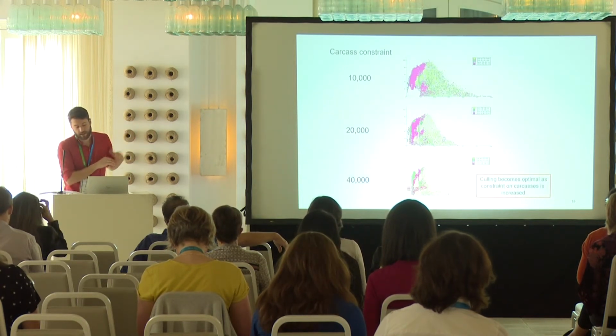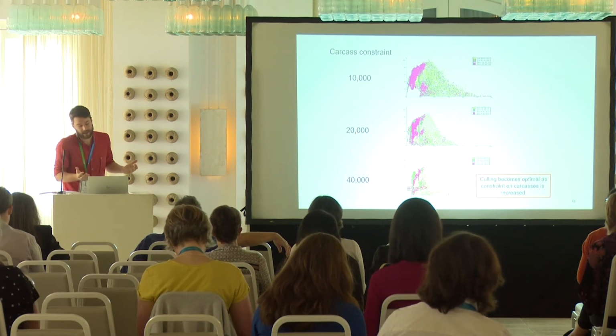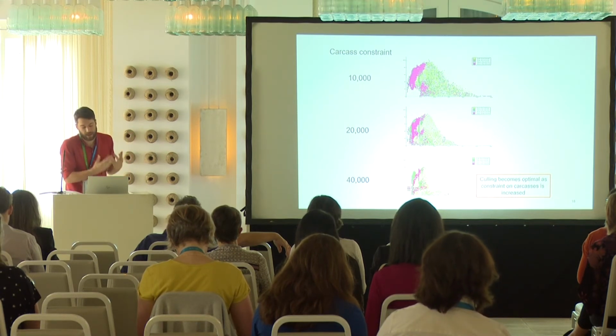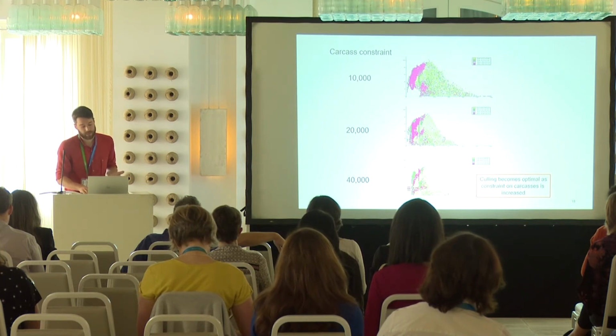If we change the carcass constraint, we can see that culling becomes optimal as the constraint on carcasses is lifted, and there's a much, much smaller area of the state space that's explored. The outbreak is just getting stopped much more quickly.